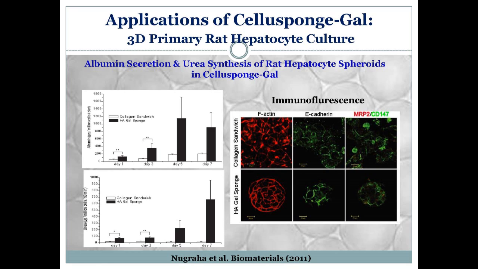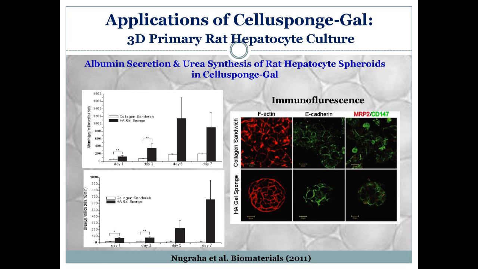E-cadherin in green, MRP2 in red, and CD147 in green in hepatocyte spheroids 48 hours post-seeding. Through F-actin, we see a clear cell structure of the hepatocyte spheroid in red. E-cadherin staining shows us cell-to-cell interconnection, and also the maintenance of cell viability during long-term culturing, in green.